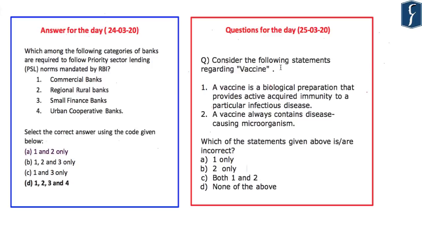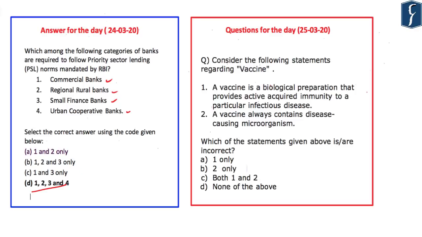Now let's see the question of the day. The answer to the question of the day for yesterday is D. The question was, which among the following categories of banks are required to follow priority sector lending norms mandated by RBI? Commercial banks, regional rural banks, small finance banks, urban cooperative banks. And all of them are mandated to follow priority sector lending norms.